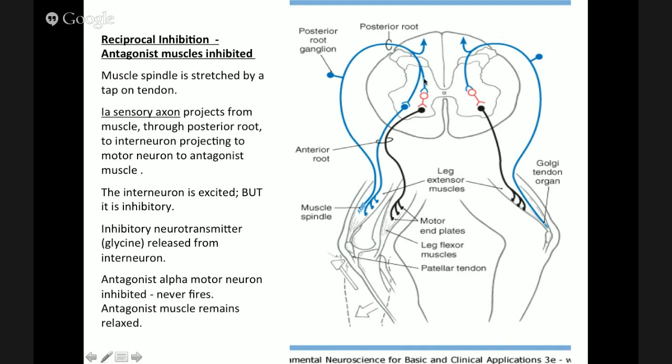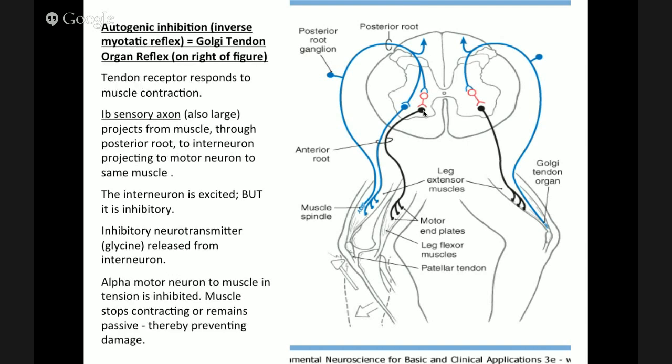And this happens through a kind of signal inverting interneuron. This is an inhibitory interneuron. So the afferent from the muscle spindle will activate this inhibitory interneuron, which then silences activity in the ventral horn cell to the antagonistic muscles. So those antagonistic muscles remain in a relaxed state, and they're not opposing the activity of the quadriceps.